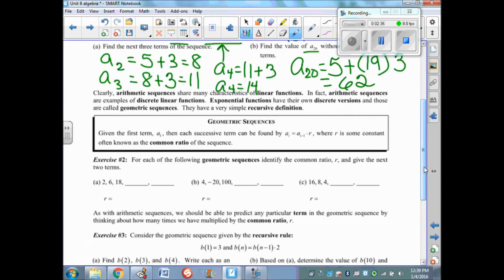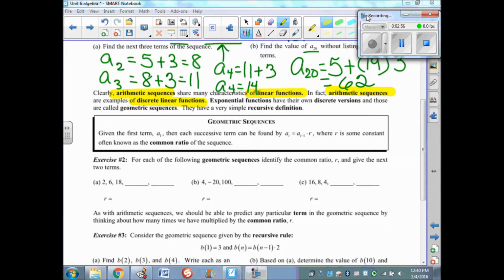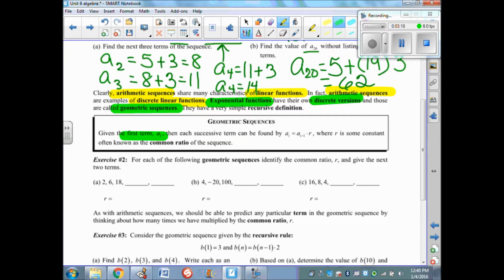So clearly an arithmetic sequence has linear characteristics. The arithmetic sequence is an example of a discrete linear function. Remember we talked about discrete, it's not everything in between, it's distinct points. So the exponential has its own discrete version called the geometric sequence. Let's talk about the recursive definition for that. Again, you need your first term, your a sub 1, and then to generate terms from that, you take the term before and multiply it by a constant, and that constant is r, the common ratio.